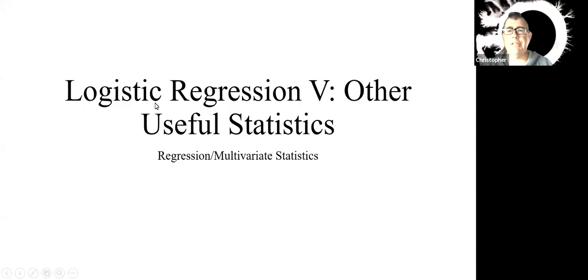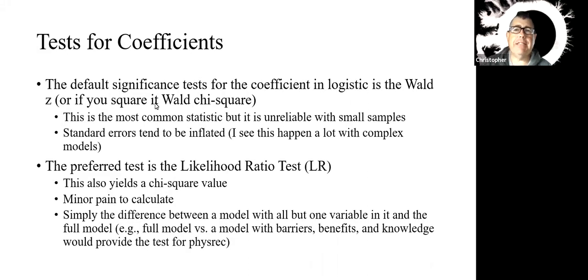Everybody. Here's the final video in our series on logistic regression. This is some additional useful statistics. We'll take a look at what's called the likelihood ratio chi-square for coefficients, and a statistic that's analogous to R squared called R squared L. All right. Test for coefficients.